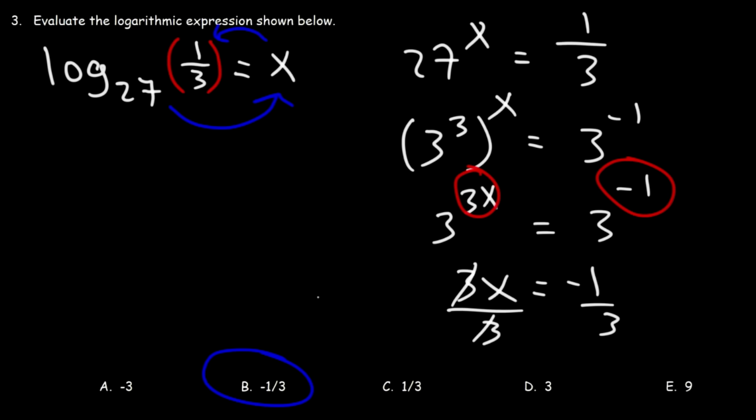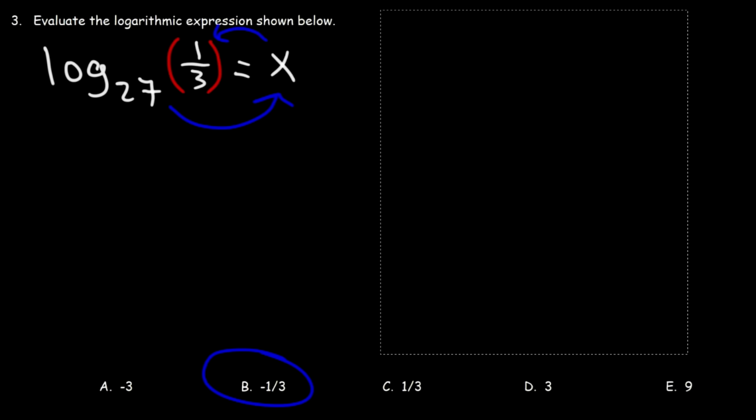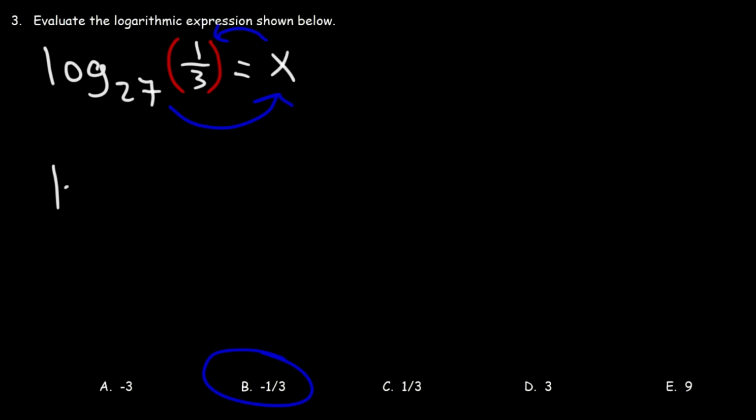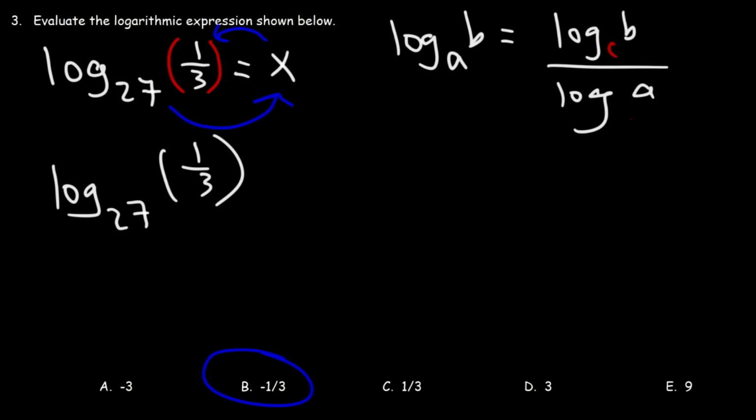So that's how you can show your work to get the answer. The other method involves the use of a calculator. You need to use the change of base formula. So let me give you the formula. Log base a of b is equal to log b divided by log a, with a new base c. Now the new base could be anything. It could be 5, it could be 7, it could be 24, any number you want.